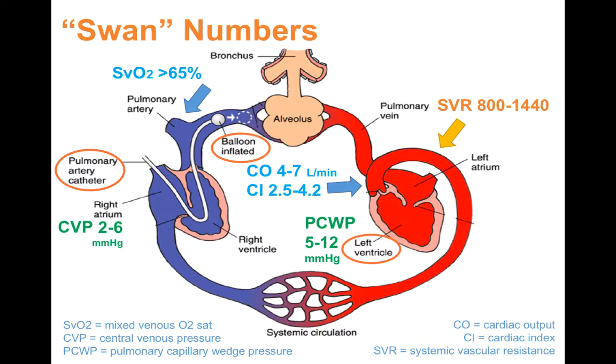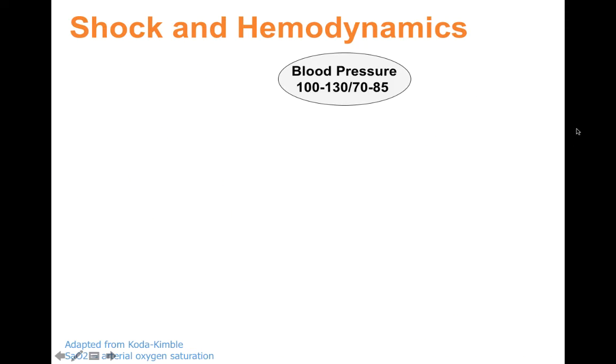SVO2 is your mixed venous oxygen sat. As we talked about a little bit earlier, this is a true mixed venous sample that's drawn from the tip of the pulmonary artery catheter. What this reflects is the amount of oxygen that's left over after the tissues have removed what they need. So when your SVO2 is low, it means that your body has increased the amount of oxygen that it's extracting.